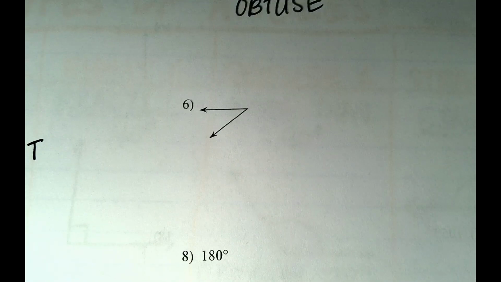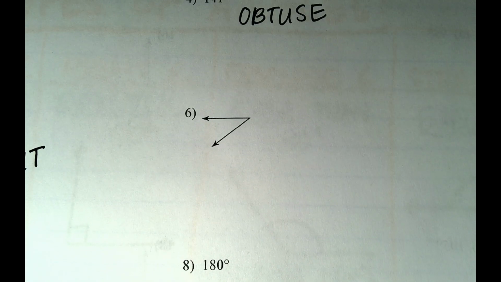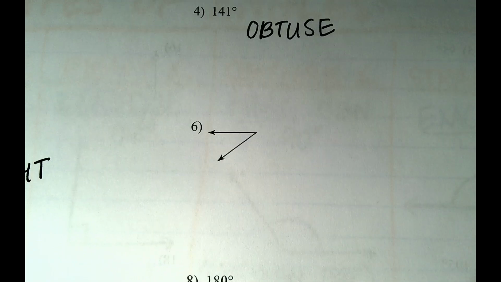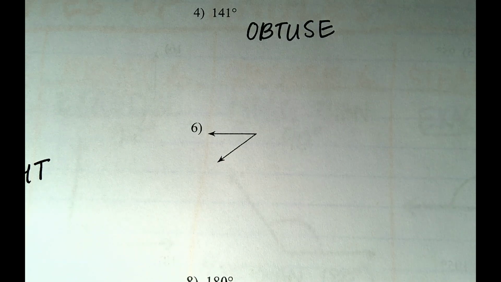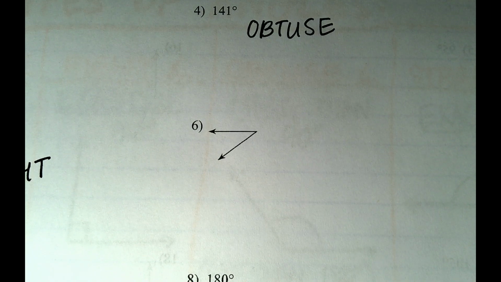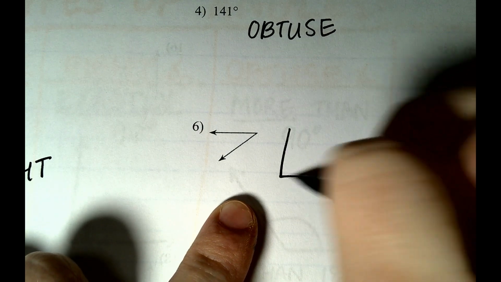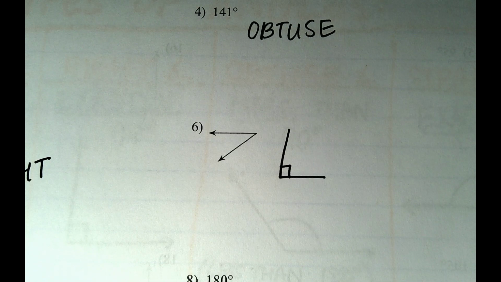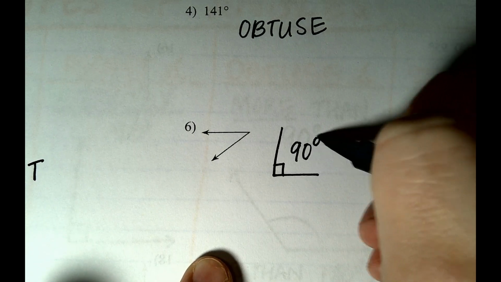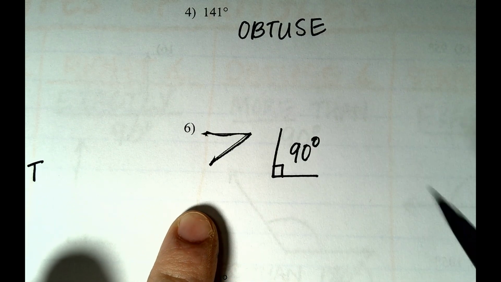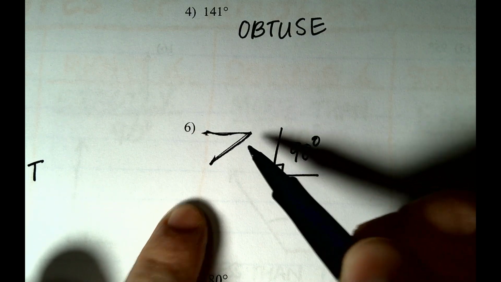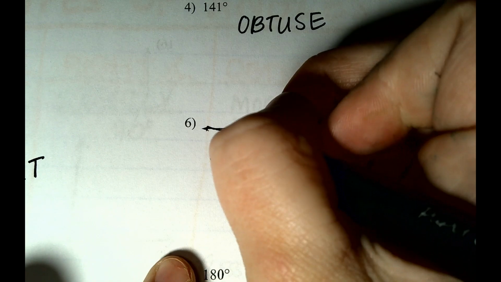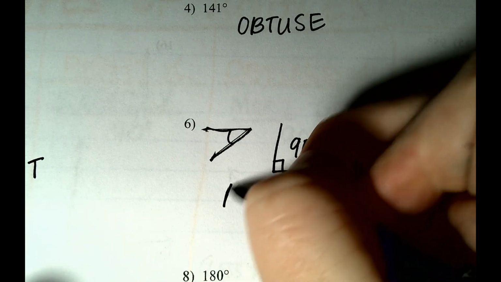Okay. What about this? I heard acute and obtuse. Which one is it? Acute. Why is this acute? It's less than 90 degrees. Remember, 90 is going to be that perfect corner, like the corner of your paper. That's 90 degrees. This one is less than 90. Even though it's rotated, it looks like this is less than 90.